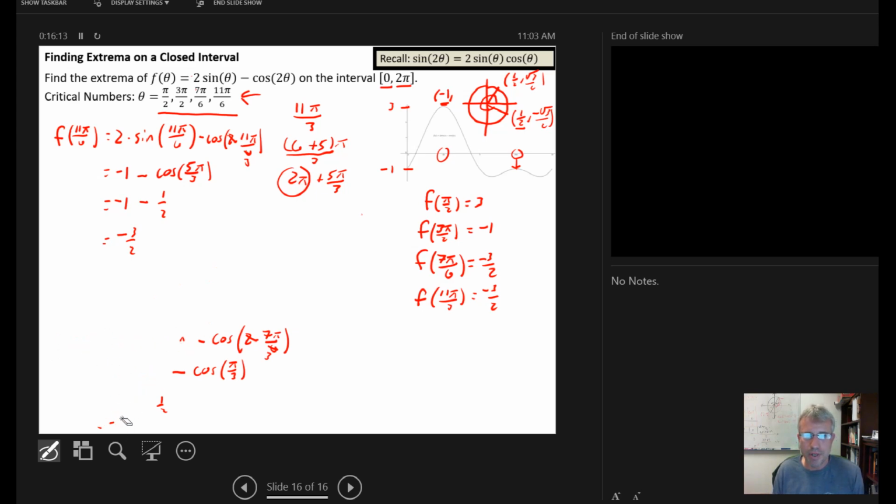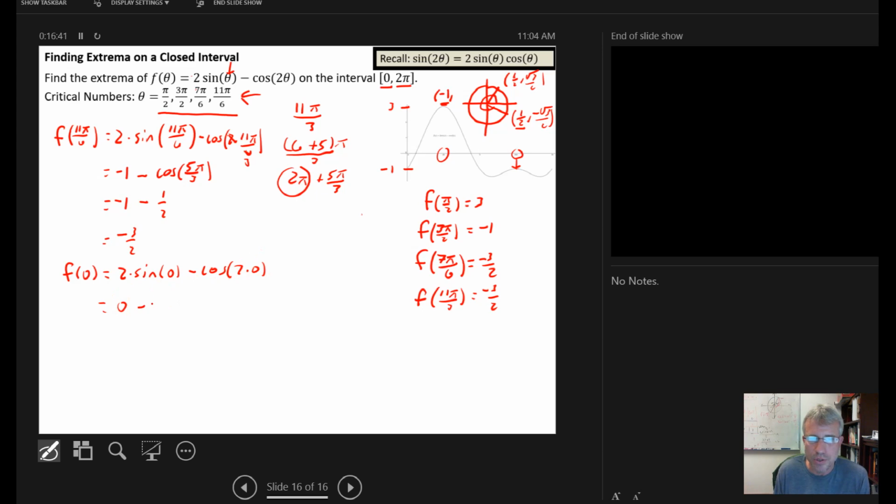I'm going to erase this to give myself some more space to work with. How exciting is that? So now we need to evaluate f of 0, which is going to equal 2 times the sine of 0 minus the cosine of 2 times 0. So the sine of 0 is 0, and the cosine of 2 times 0 is the cosine of 0, which is 1. So we get negative 1. We get that f of 0 is equal to negative 1.